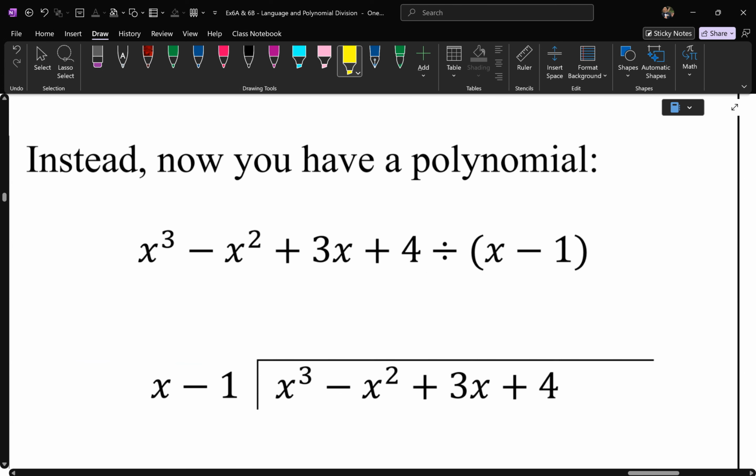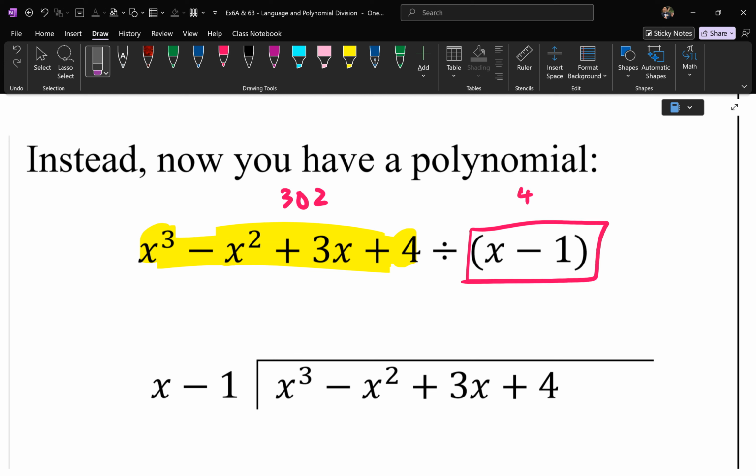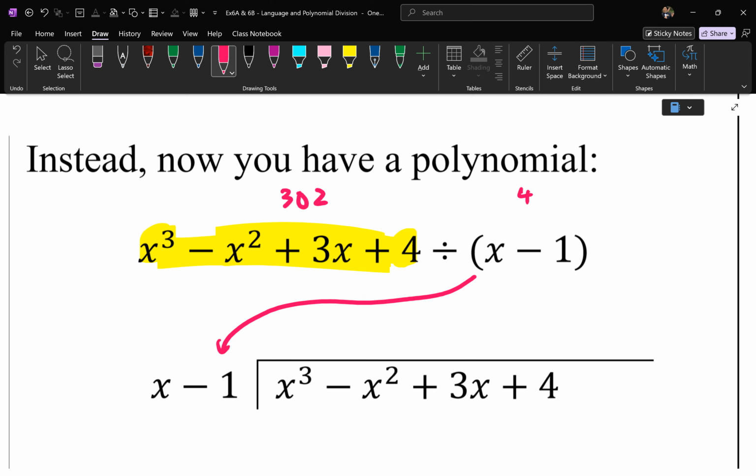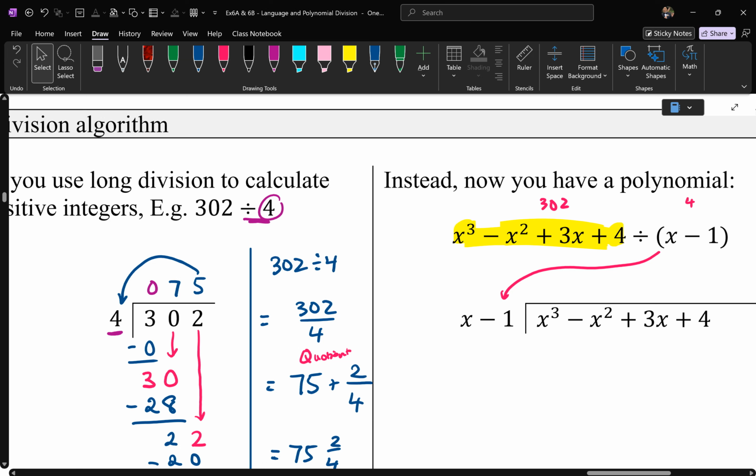So you are given x cubed minus x squared plus 3x plus 4. This is your 302. That's equivalent to you writing 302, like what we were doing before. And then we said 302 divided by 4. This is your 4. So x minus 1 is your 4. So the 4 is meant to go on the outside. So you're asking how many of these x minus 1s fit into this cubic equation? Just like how we said how many 4s fit into 302. Same idea. Now, the pattern works exactly the same way.